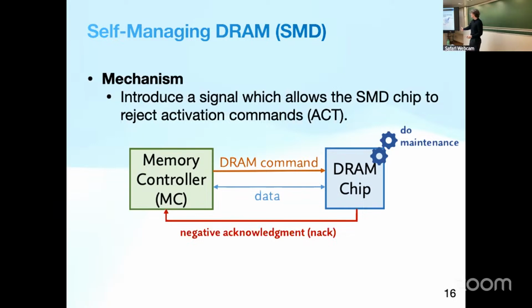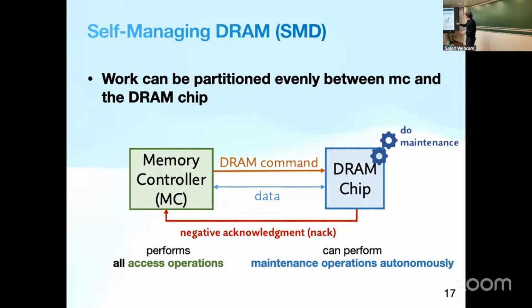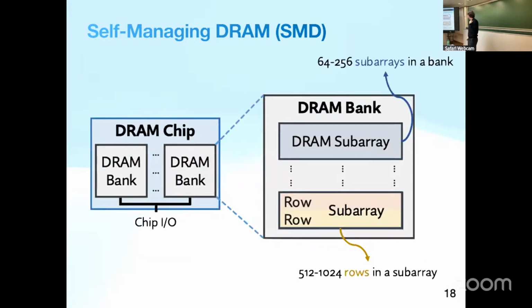Now, the mechanism that SMD introduces is one signal, which will allow the SMD chip to simply reject any activation command that the memory controller has made. This means that work can now be partitioned evenly among the memory controller and the DRAM chip, as the memory controller can now perform all access operations and the DRAM chip can now perform all maintenance operations itself. To explain how it's actually built on the DRAM chip itself, I'll explain how a DRAM chip looks itself.